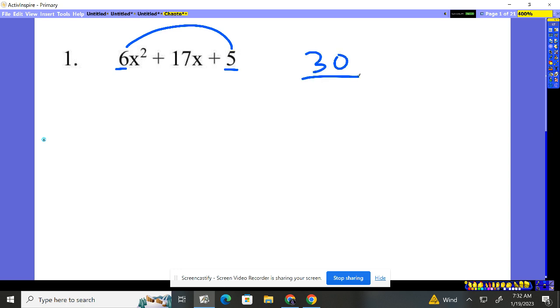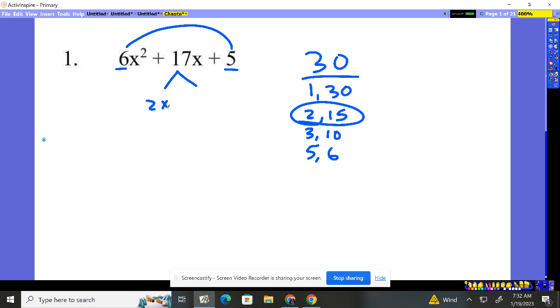That gives us 30. Now we look at the factors of 30 as we always do. 1 times 30, 2 times 15, 3 times 10, just keeps going and going. 4 times nothing, 5 times 6, it's finally over. Now, we call it busting B because we're going to bust that B piece, the 17, into 2 parts. So which of these numbers would be the same as 17? That's going to be your 2 and your 15. So I'm going to bust it to a 2x plus a 15x.